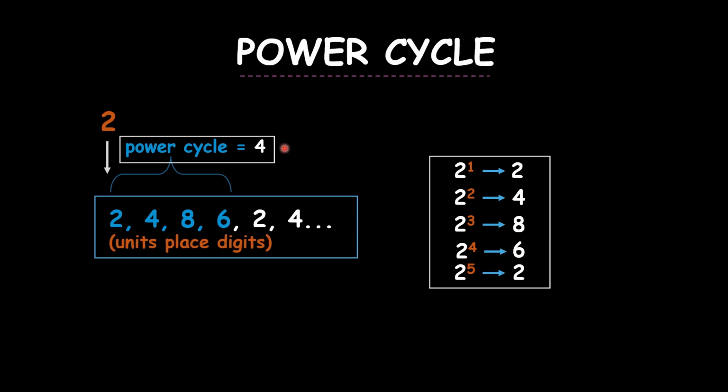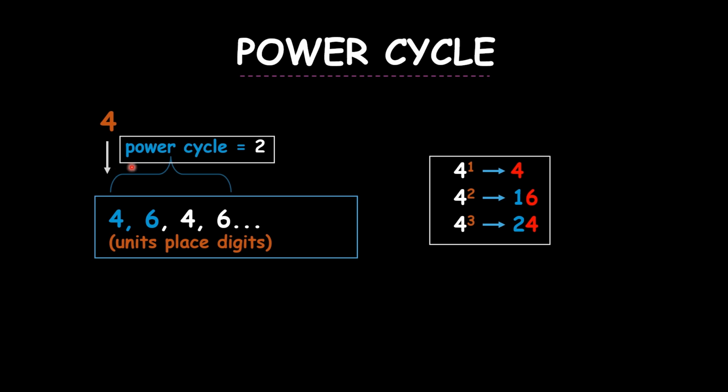Power cycle of 2 is equal to 4 and the units place digit for each power as 2, 4, 8 and 6. Similarly, for the number 4, the power cycle is equal to 2 with units place digit as 4 and 6, and again then it repeats. Because 4 raised to 1 is equivalent to 4 which is also its units place digit. 4 square is equivalent to 16 whose units place digit is 6. Similarly, 4 cube is equivalent to 64. But here we are focusing only on units place digit. We need to take the previous power's units place digit 6 multiplied by 4. 6 multiplied by 4 gives 24 whose units place digit is 4. And again then it repeats as 4, 6, 4, 6 and so on.